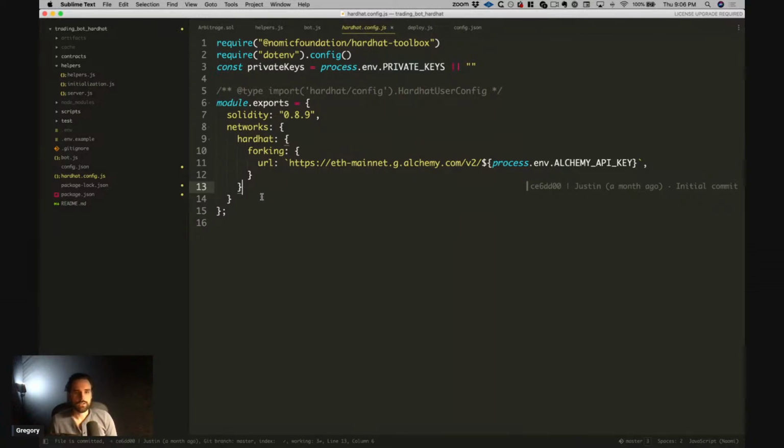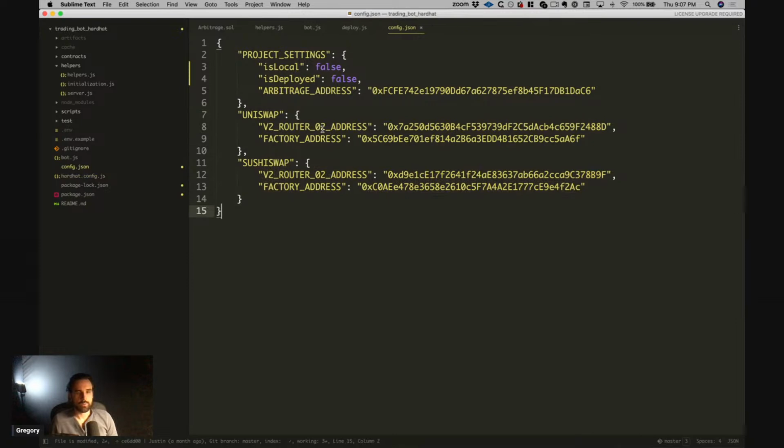And then you'll also want to make sure that the exchanges' addresses are correct, because there is a config.json. You want to make sure that these addresses are actually correct for the two different exchanges that you're working on, for the pairs and also the routers. And also, once you deploy your smart contract, you also want to update the arbitrage contract address for the particular network that you're doing. Is local will be false, and is deployed will be true. In that case, is deployed is determined by the contract status, and then is local is the bot status.